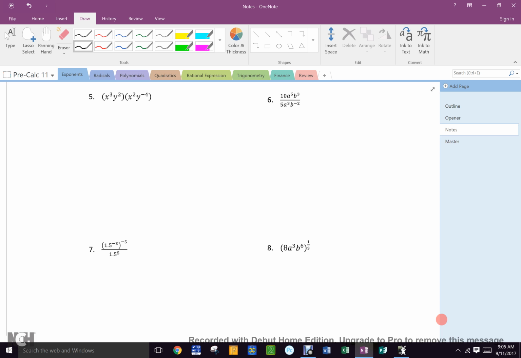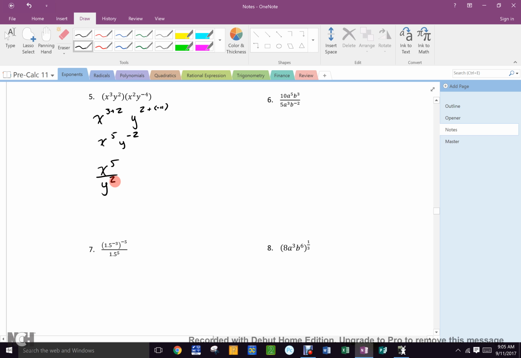Easy peasy lemon squeezy. What do I do with the x's? Add them. X to the 3 plus 2. What do I do with the y's? Add them. Y to the 2 plus negative 4. X to the 5th, y to the negative 2. Is that okay? Why not, Megan? I got a negative exponent there. What moves, the x or the y? Just the y. X to the 5th over y to the 2.